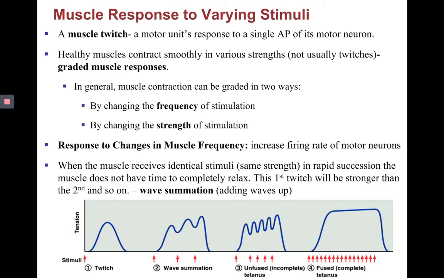So just to review, a single contraction is called a twitch. A muscle twitch generally has a latent period, a contraction phase, and a relaxation phase, but a graded muscle response would not allow for that relaxation phase. It would allow for some variation in the muscle tension and cause summation, which would occur as successive stimuli are added together to produce stronger muscle contractions as they build up.